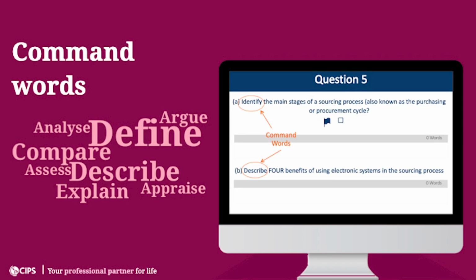Okay, so you will see these command words in all of the constructed response questions. Don't panic. You don't need to learn them. You don't need to memorize them. Just make sure that you've had a look at those command words and you've got some understanding of what they mean, because this gives you the clue to what the examiners are looking for when you're answering the question. We've also got sample answers on the CIPS website, and that will be a really excellent resource for you to look at so that you can see what the command words mean in practice.